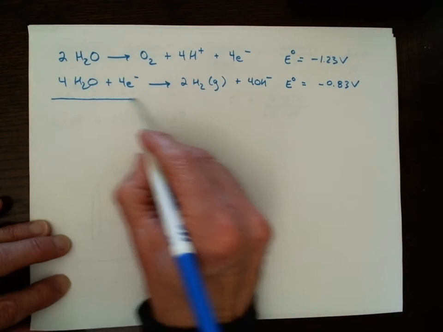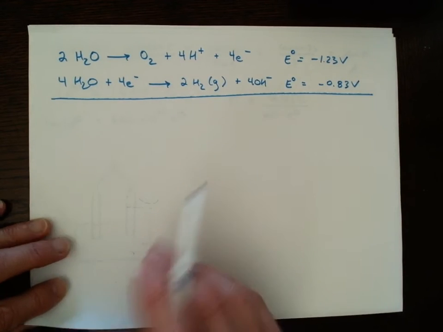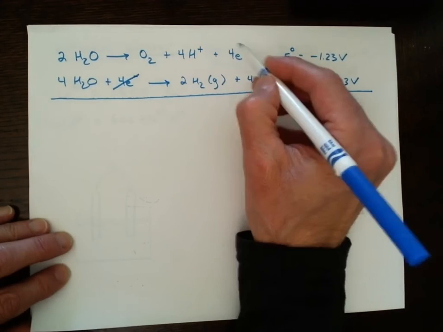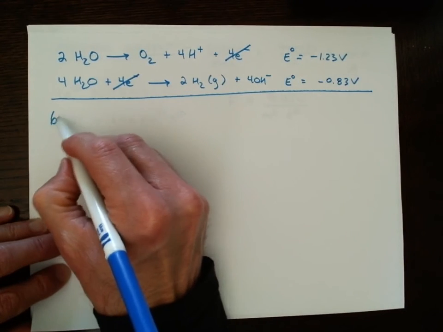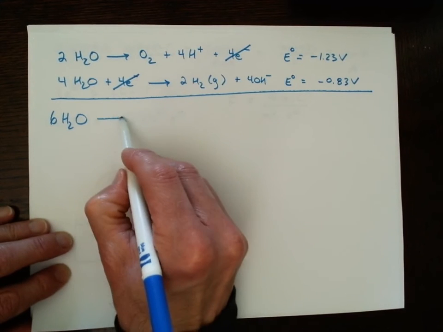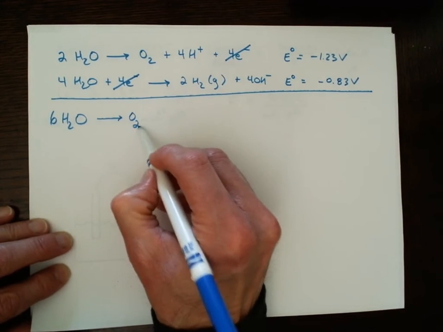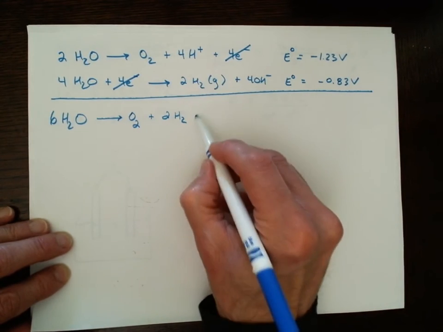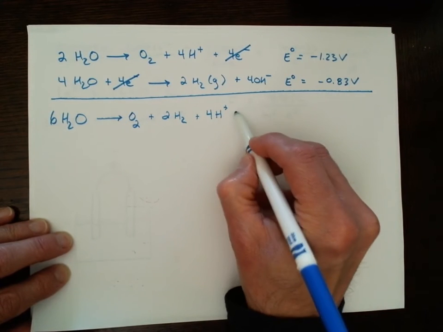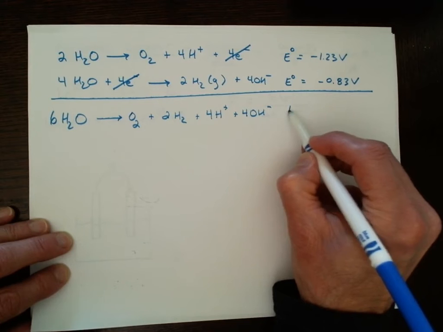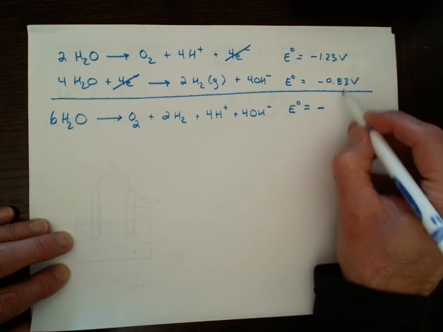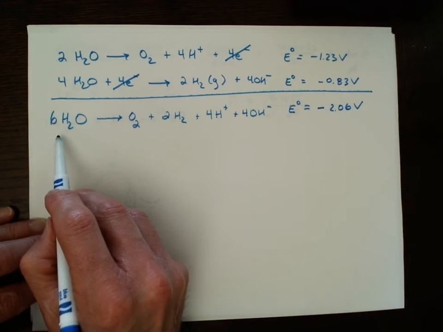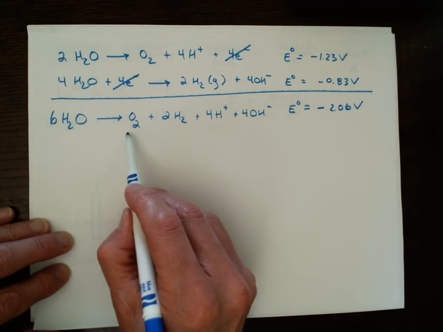Now if I add these two together, we can see what overall is going on during the electrolysis of water. My 4 electrons cancel. On this side I have 6 water molecules, and those 6 water molecules will go to oxygen gas, 2 moles of hydrogen gas, 4 protons, and 4 hydroxide ions. The overall cell potential for this is negative 2.06 volts. So it's not spontaneous. Water does not spontaneously split into hydrogen gas and oxygen gas.